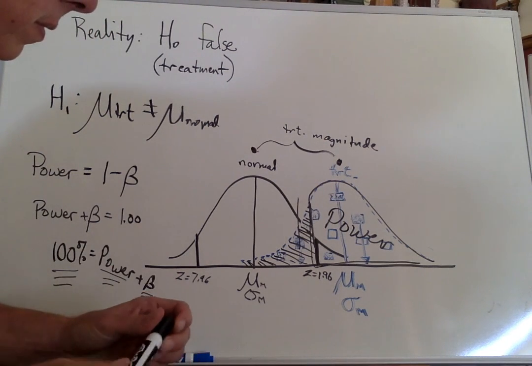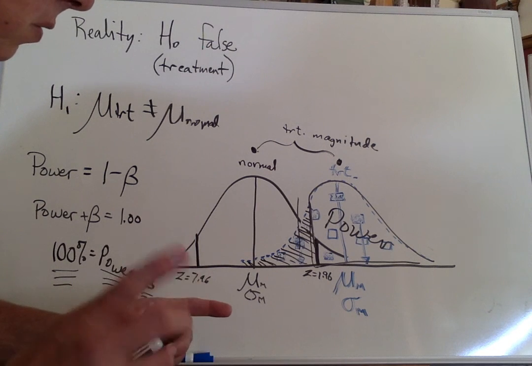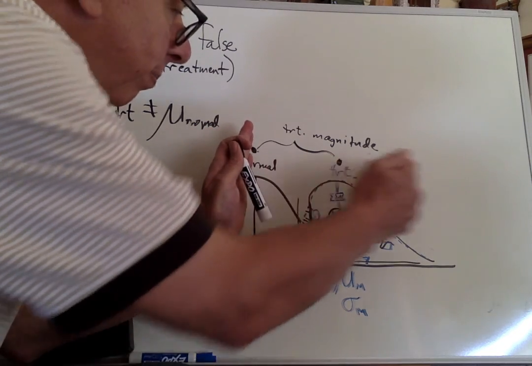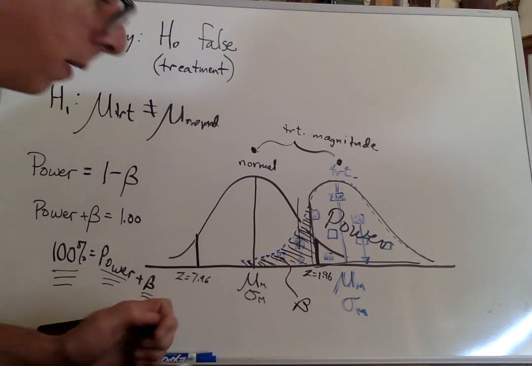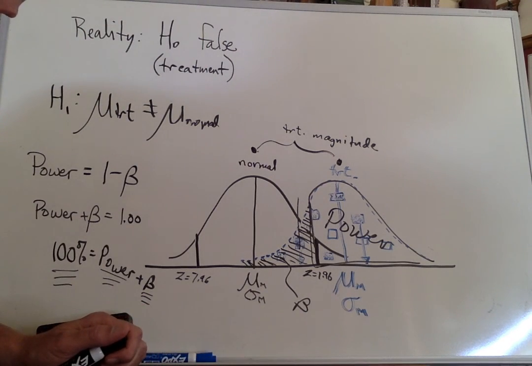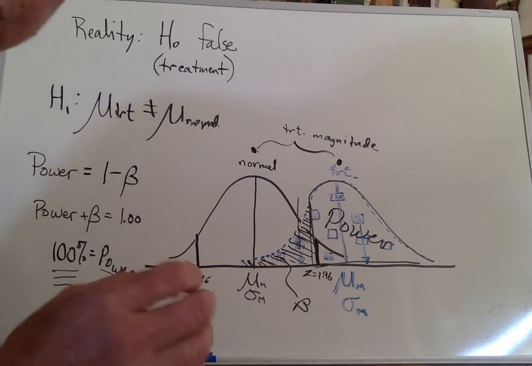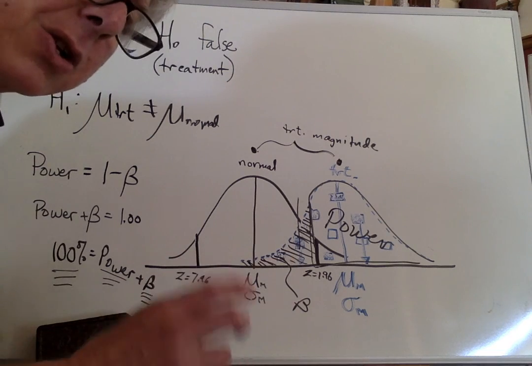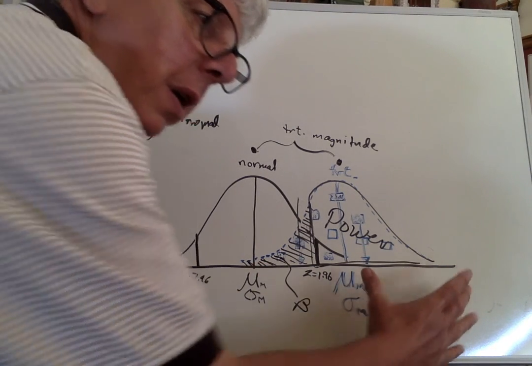Now, I have a question for you. And again, if you want to pause the video to see if you can answer this, you're welcome to. Here's the question. If I increase the size of the treatment, so I make the treatment bigger, what would happen to beta? Remember, this is beta here, okay? What would happen to beta? If I move this distribution outward, what would happen to beta? Because this is not going to change, this point, right? If we move that treatment outward, then beta would decrease, right? The probability of making a type 2 error would decrease. But let's talk about it in terms of power. If I make the treatment magnitude larger, the distribution goes out here, it gives me more power.